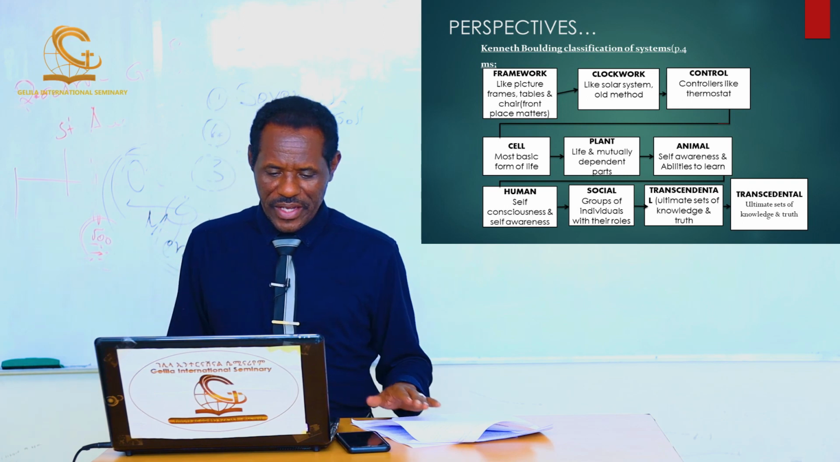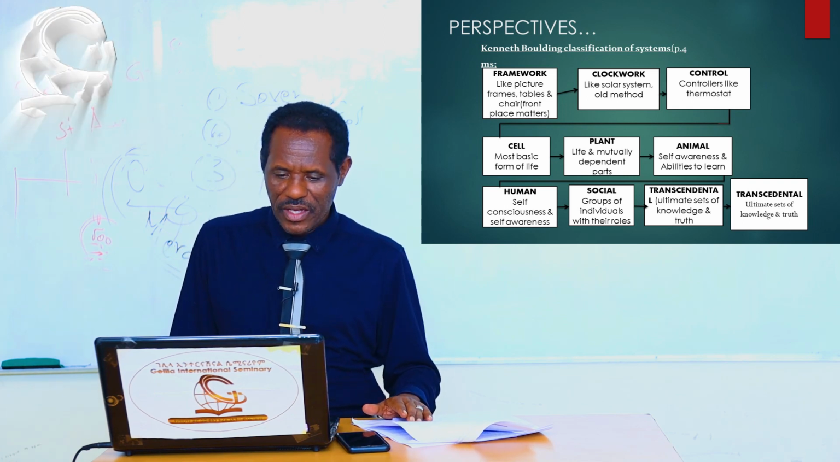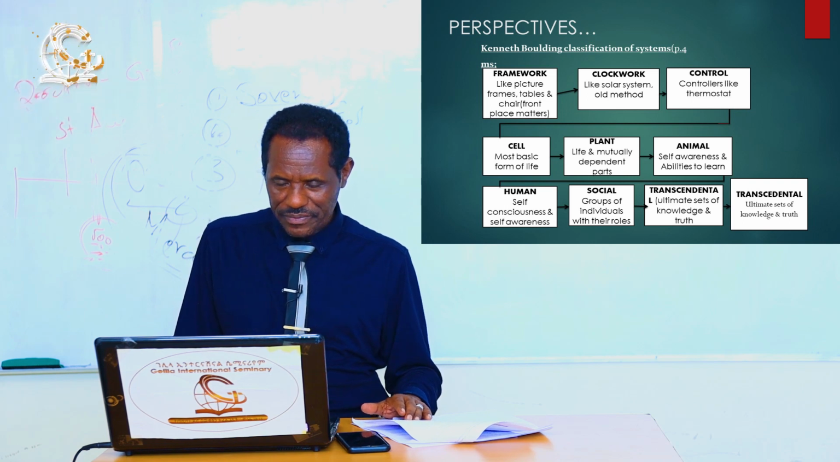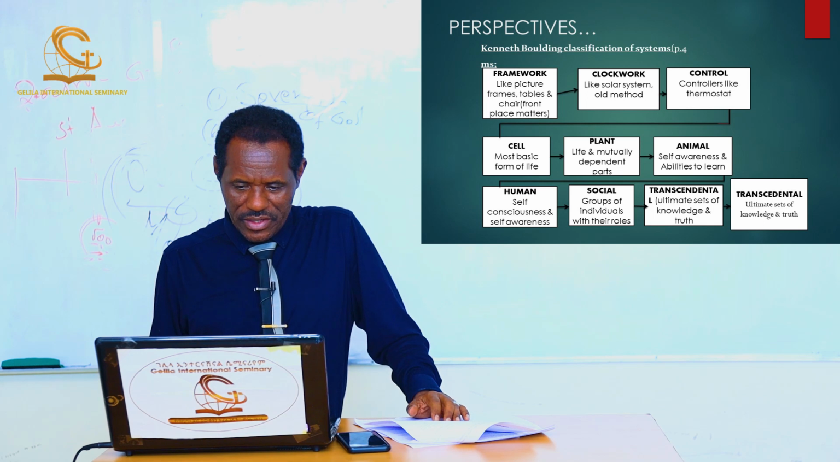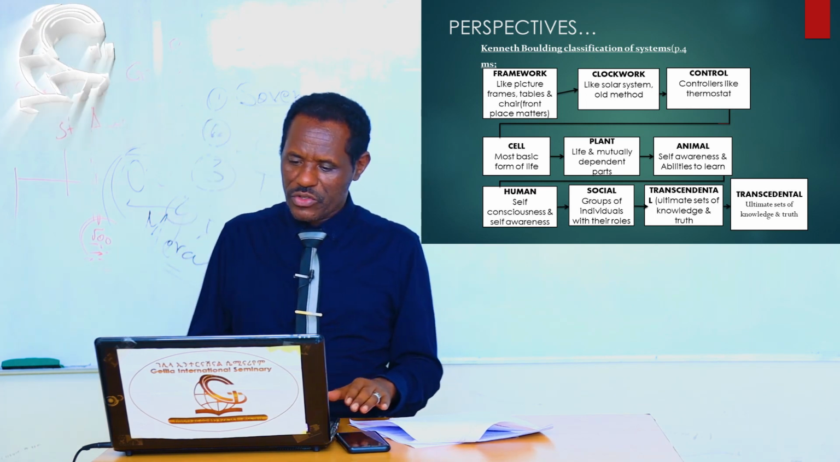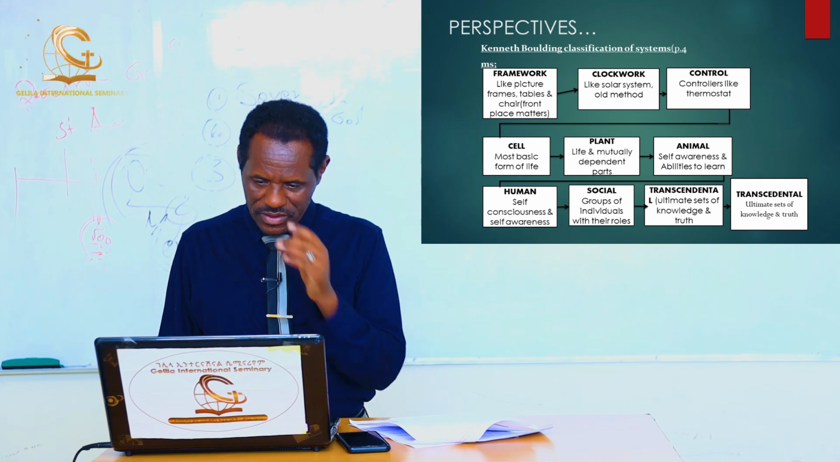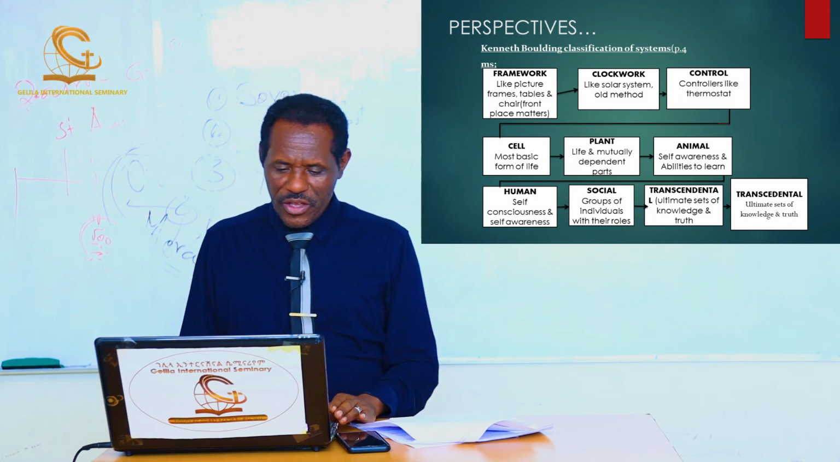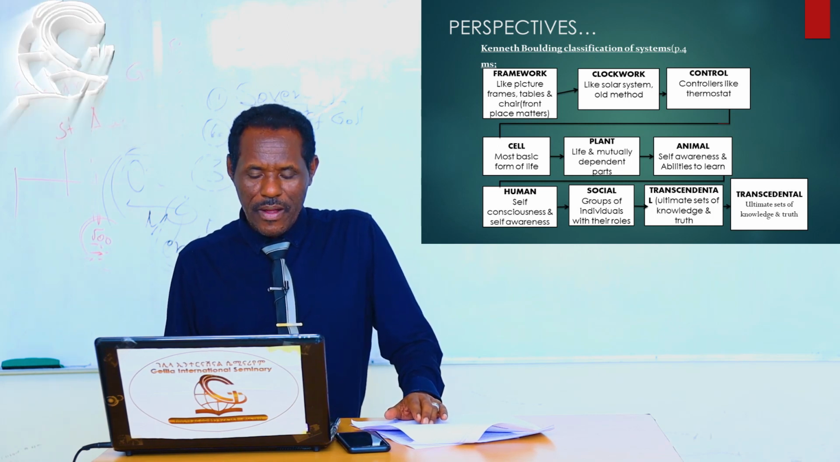And the other one, cell. The most basic form of life is the cell. Next, it goes to plant life and mutually dependent parts. They depend on each other. The other, animals, is relatively different from the plant, with self-awareness and the ability to learn. It is different from plants. The next one, human. Human beings are greater than animals. It is the best stage.